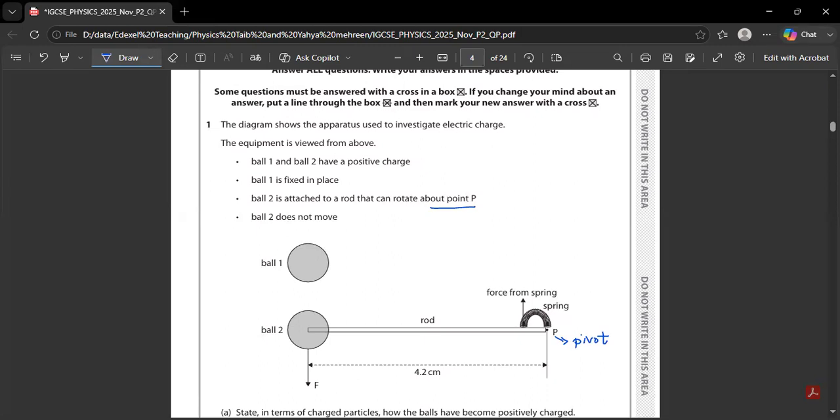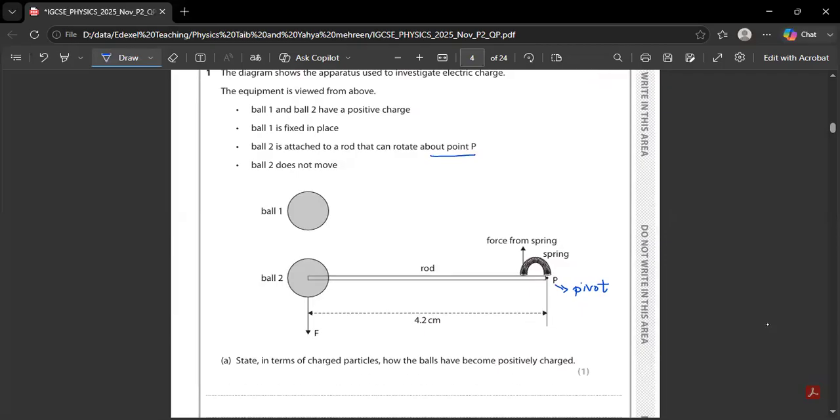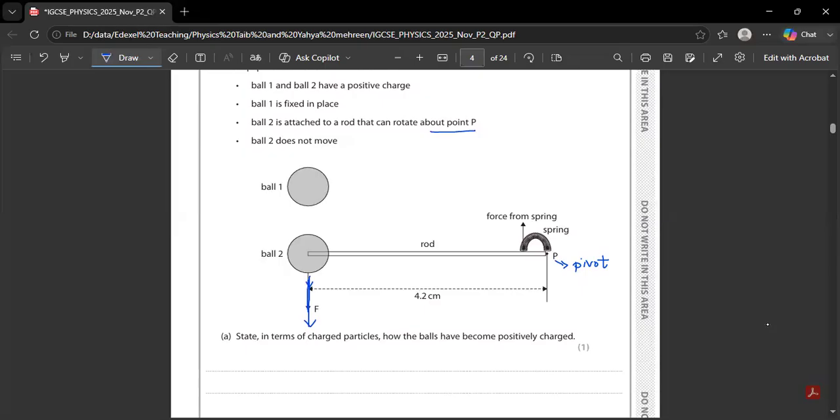Ball two does not move. So here's the force that is acting in this direction, right? So this can rotate this rod anti-clockwise, right? Anti-clockwise by having this force acting downward, and it is 4.2 centimeter far from this point P, right?